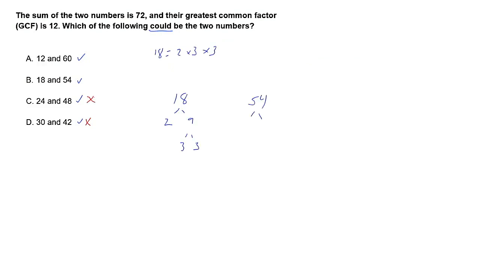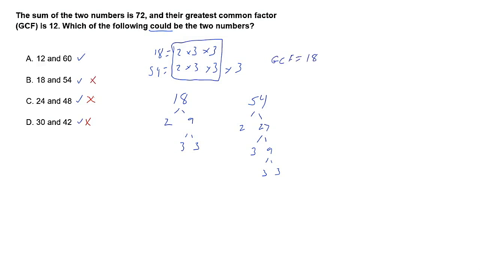And then 54, even number, gives us 2 times 27, 3 times 9, 3 times 3. So 54 factors out to 2 times 3 times 3 times 3. And we can see we've got that whole first section in common there. So that makes our greatest common factor 18. So once again, B fails the second test.